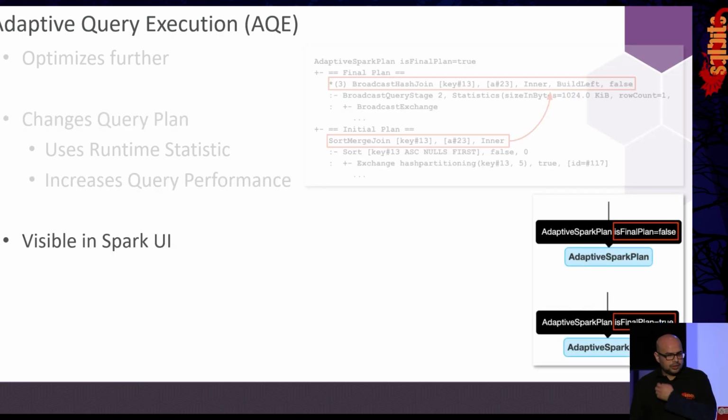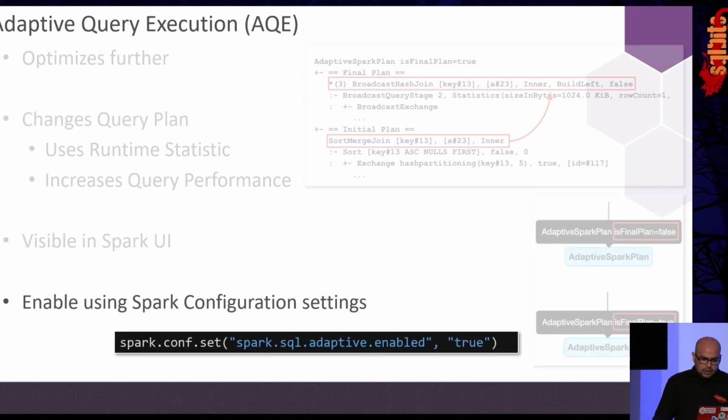It is visible in the Spark UI, and you can hover over and it'll tell you if it's switched on or not. It's also visible in your query when you use the explain function, which tells you if it's been used, if it was an adaptive Spark plan. And as I said, you have to enable it using the Spark configuration settings.